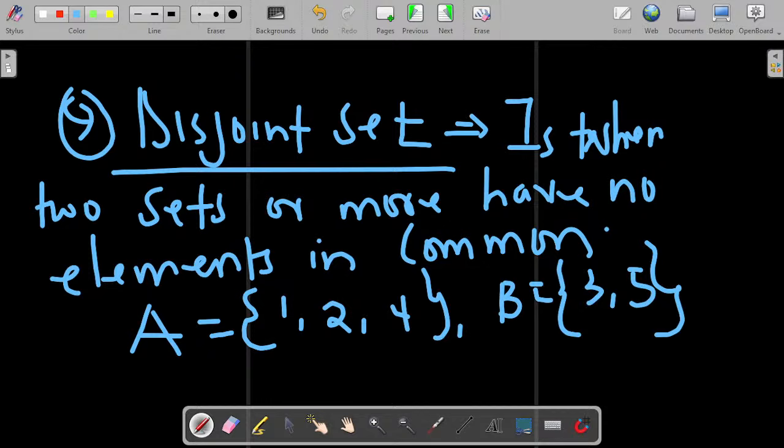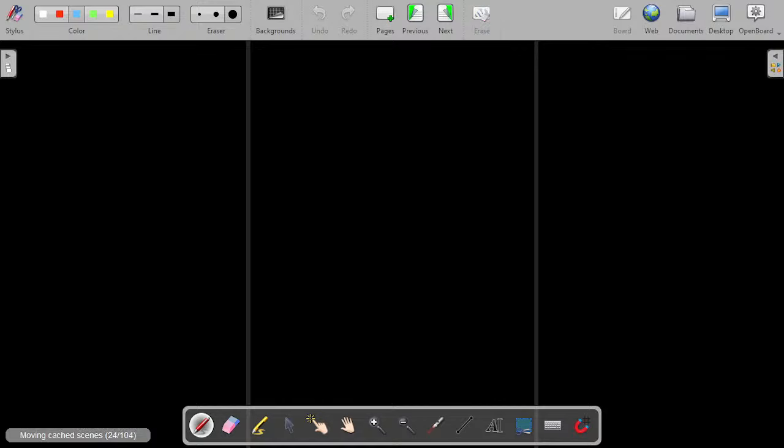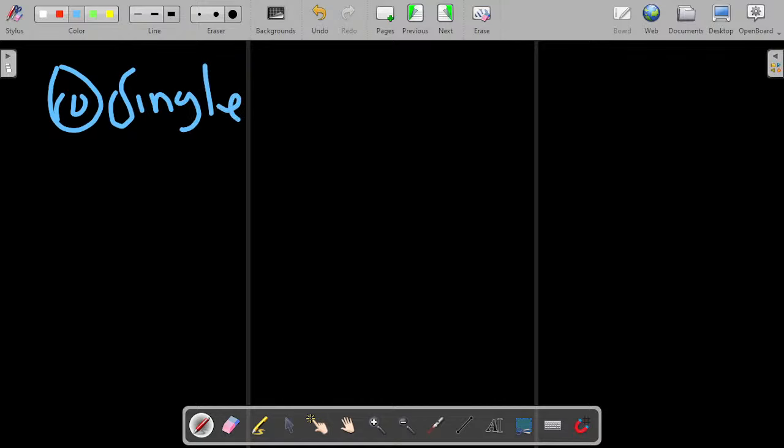So we also have a single set. That is number 10, single set. Some people call it a singleton set. Singleton. So we call it singleton set.